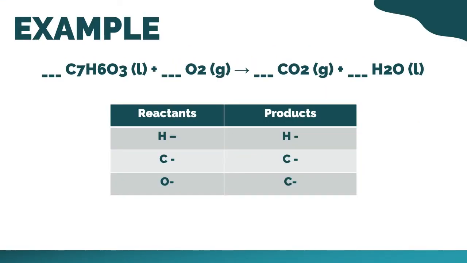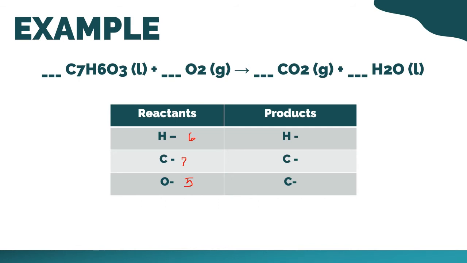Yan, so halimbawa dito sa given na to. So, ilan ba yung hydrogen mo? Okay, sige, ilan ba yung hydrogen natin? Okay, meron tayong 6. Let us put 6. Then, ilan ba yung carbon natin? Okay, very good. So, we have 7. Then, how many oxygen do we have? Okay, we have 5.